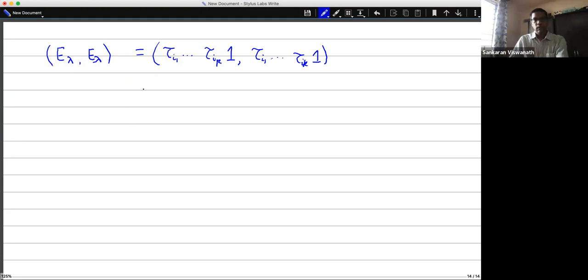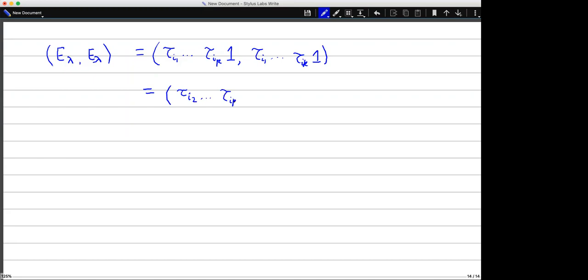And now we'll use the fact that tau I1 star is actually tau I1. So I move the first tau I1 over, and it gives me tau I2, tau Ik. Sorry, what are these tau I1s? Taus are my check, the intertwiners. What are I1, I2, Ik? That's the reduced word that you get. This is the definition of the E lambda, if you remember.